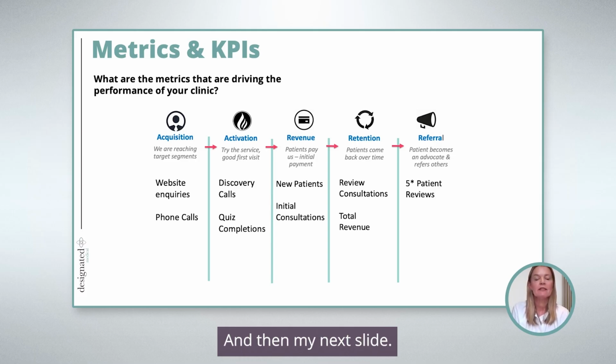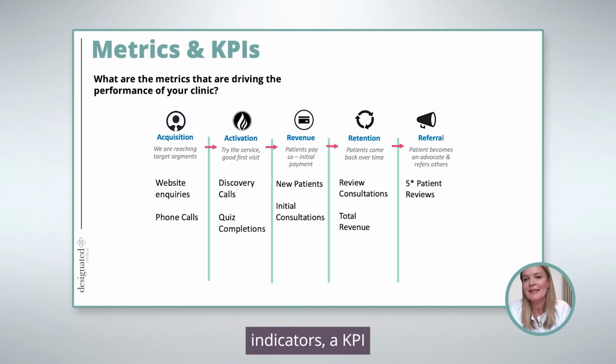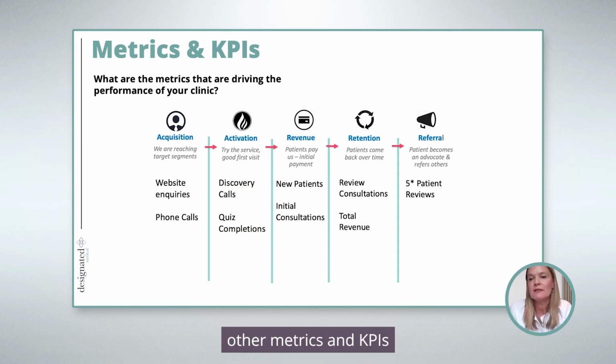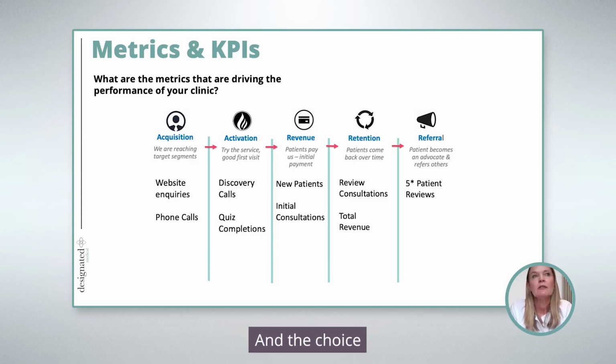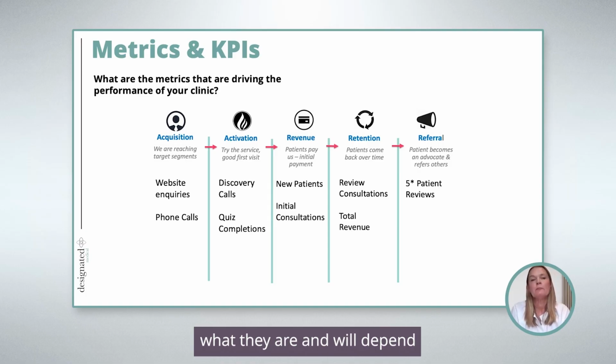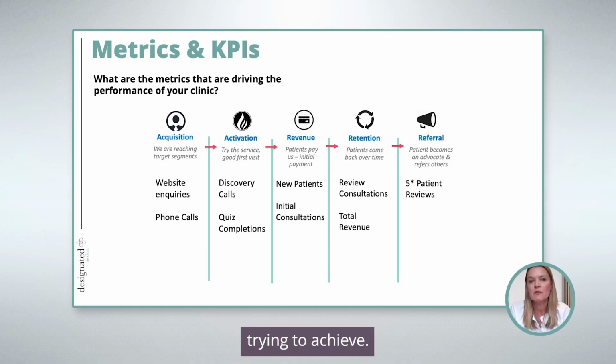And then my next slide. So I've already talked about doing a monthly review of your finances, and I would say those are a key metric, or a key performance indicator, a KPI, for your clinic. But there are probably other metrics and KPIs that you want to be reviewing on a monthly basis. I would suggest you choose 4 or 5 KPIs that you and your team review regularly. What those KPIs are will depend very much on what's important to you, what your objectives are, what it is you're trying to achieve.